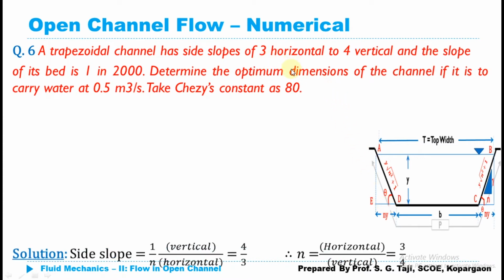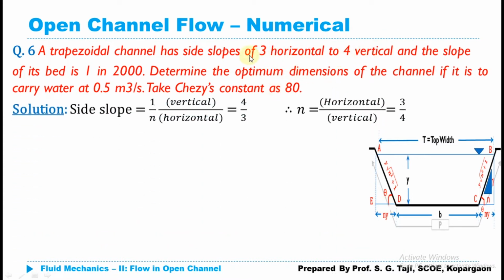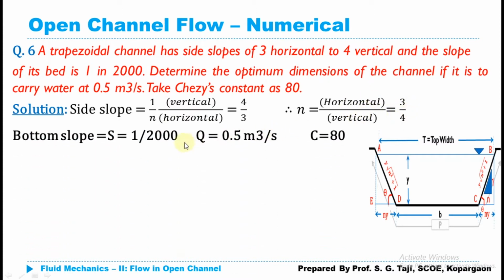So first we will write down the given data. They have given the side slopes of the channel as 3 horizontal to 4 vertical. That means 1 upon n, that is the vertical to horizontal ratio, is given as 4 by 3. So for the value of n, we can simply write its inverse, that is horizontal upon vertical, given by 3 by 4. Again, they have given the bottom slope, that is 1 in 2000, the discharge 0.5 meter cube per second, and the value of C is given as 80.